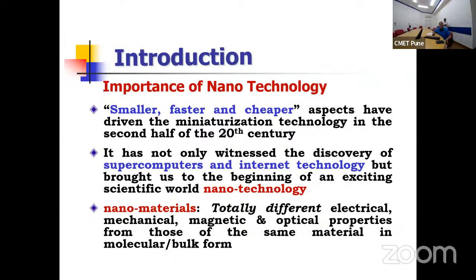Smaller, faster and cheaper aspects have driven the miniaturization technology in the second half of the 20th century. It has not only witnessed the discovery of supercomputers and internet technology, but was also the beginning of an exciting scientific world, nanotechnology. Nanomaterials have totally different electrical, mechanical, magnetic and optical properties from those of the same material in molecular or in bulk form.